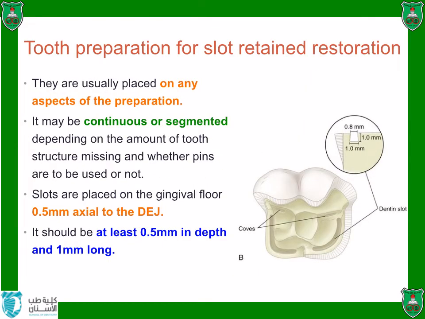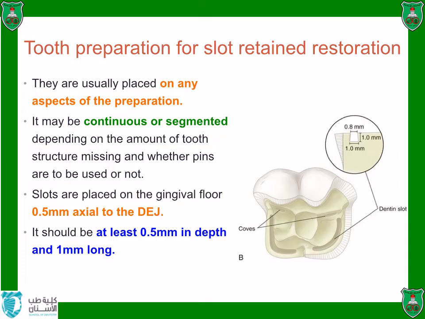Now, about the preparation of slots. Usually we place them on any aspect of the preparation. They could be either continuous all around the tooth, or they could be segmented, as you see in this schematic view. This depends on the amount of tooth structure missing and whether pins are to be used or not, depending on the other type of retention grooves.